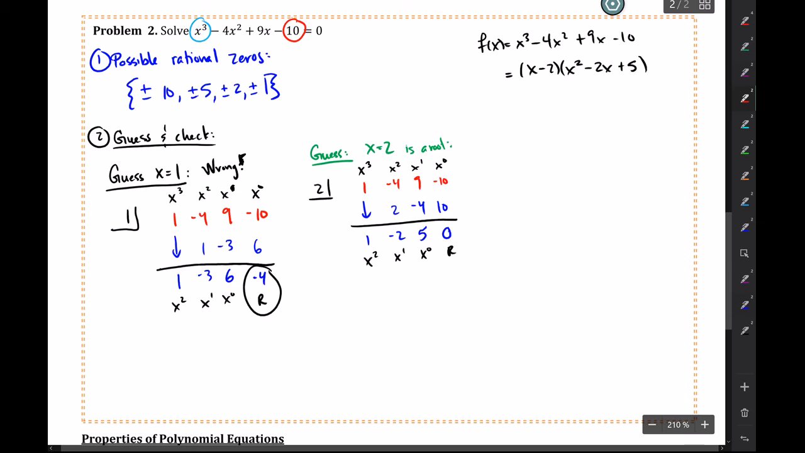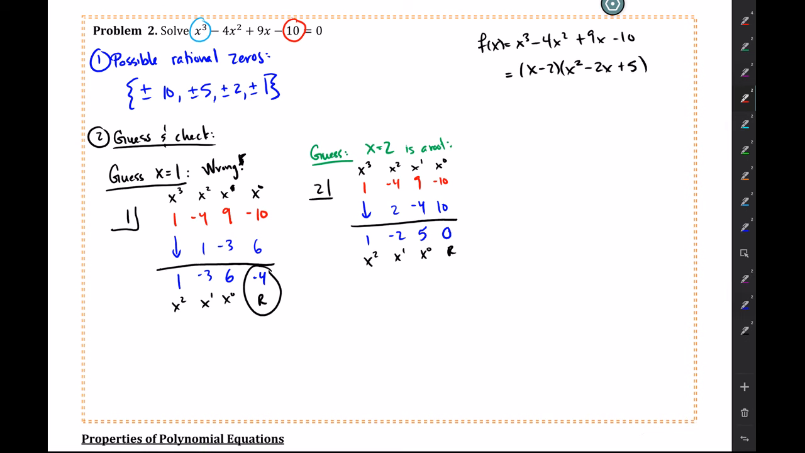So factoring actually made this problem a little bit simpler, because now I just take the plus or minus of the 5 over the plus or minus of the 1. So now I'm either going to guess 5 or 1. Well, we already guessed 1, that didn't work. And actually, if you guess plus or minus 5, or if you guess negative 1, none of those work.